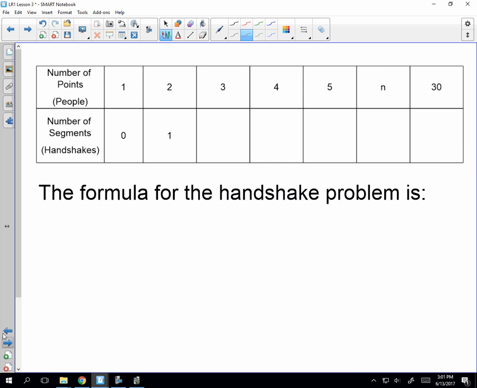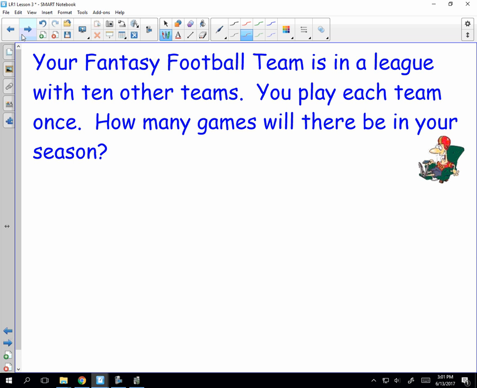Okay, so we already kind of went through this piece, but let's look at this situation. You have a fantasy football team. It is in a league with 10 other teams. So we have you and 10 others. So there are 11 teams overall. How many games will there be in a season? A game is just like a handshake between 2 teams. So this is a handshake rule situation.